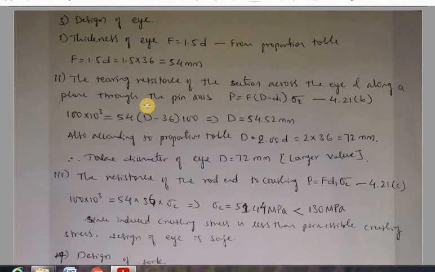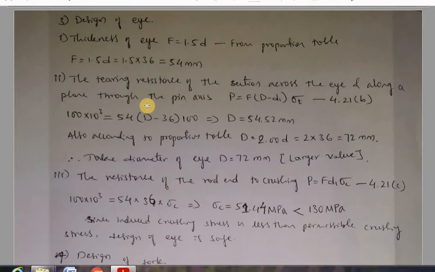Next we have equation number 4.21b, the tearing resistance of the section across the eye and along a plane through the pin axis. P is equal to F into D minus D1 into sigma T.